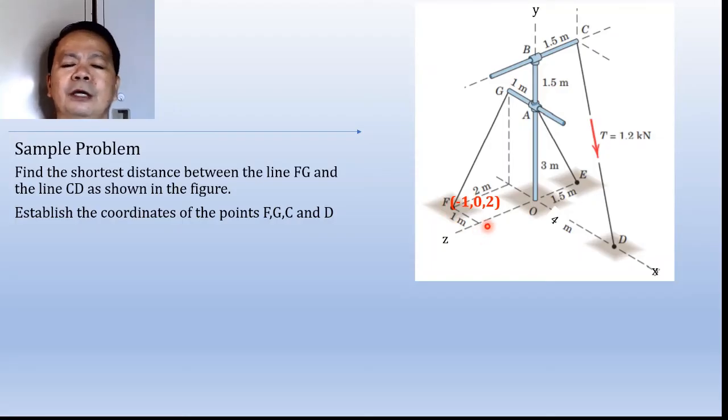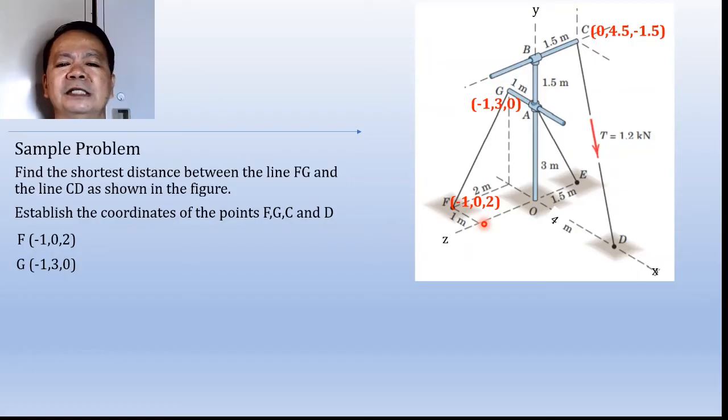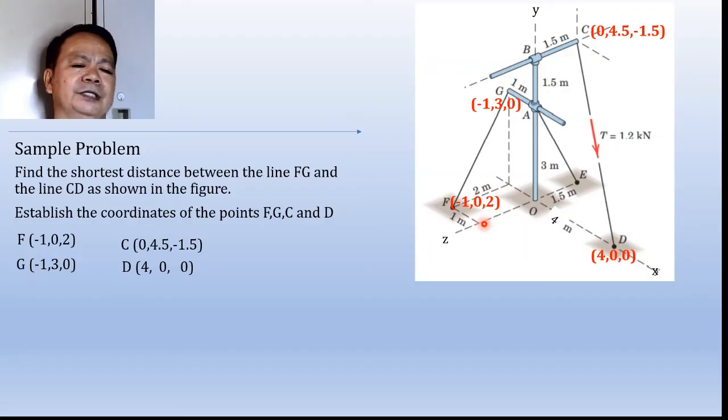And so the coordinate will be at -1, 0, and 2. Similarly, we have here the coordinate of point G, which is at -1, 3, and 0. And so we write it here. The coordinate of point C at 0, 4.5, and -1.5. And so we write it here. And so the coordinate of point D at 4, 0, and 0.